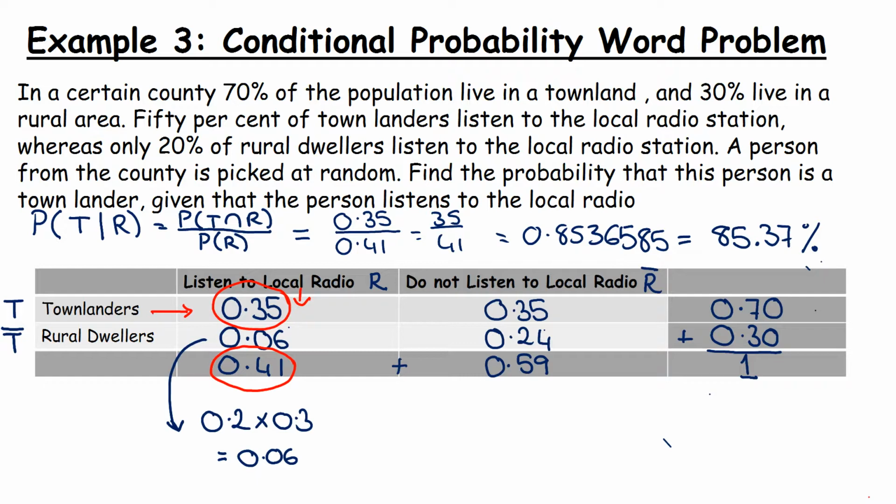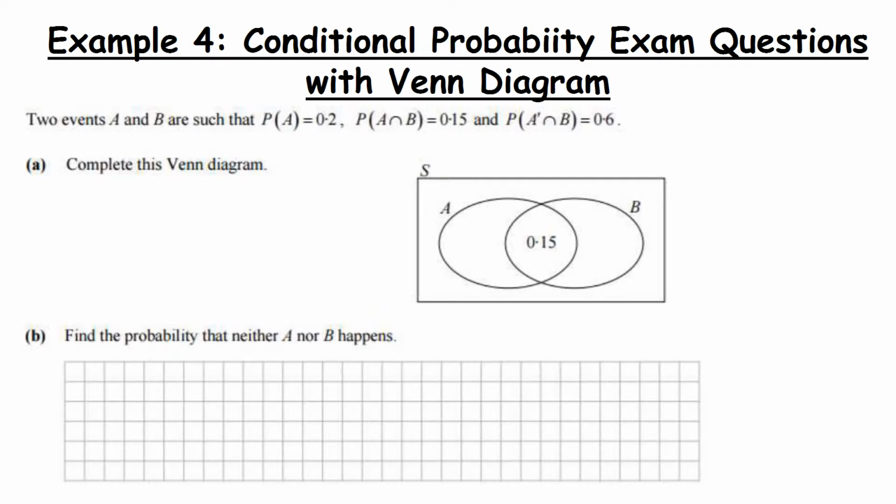I think in this case a table was a bit more straightforward. Now let's take a look at a conditional probability exam question which uses Venn diagrams. They tell us that two events A and B are such that the probability of A is equal to 0.2, the probability of A intersection B is 0.15, and the probability of A complement intersection B is 0.6. So let's deal with these one at a time.